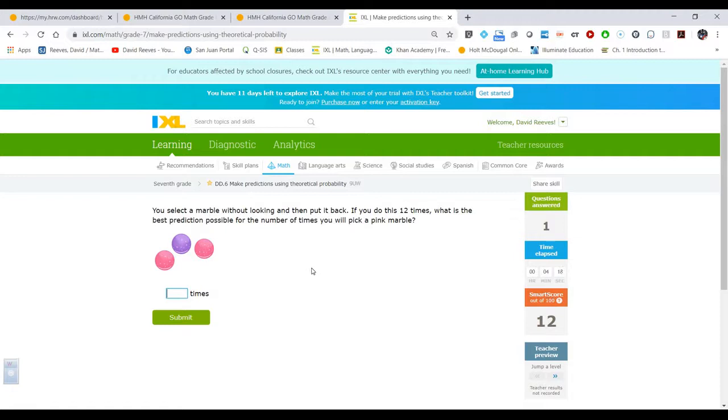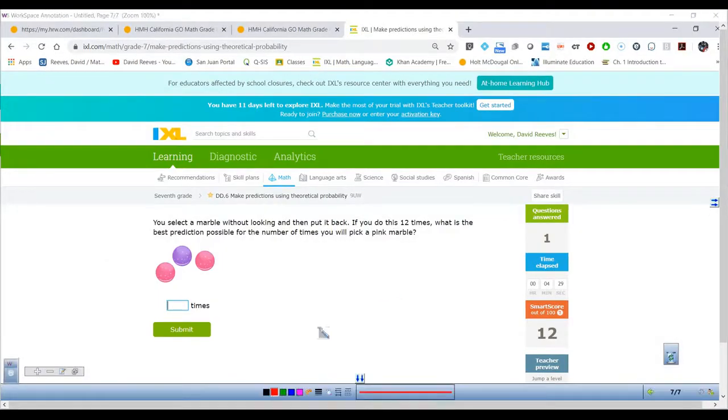It says you select a marble without looking and then you put it back. If you do this 12 times, what is the best prediction possible for a pink marble? All right, so once again, if we take a look at the number of events, we have 12 times we are doing this event. And what is it that we are trying to get? We are trying to pick a pink marble.